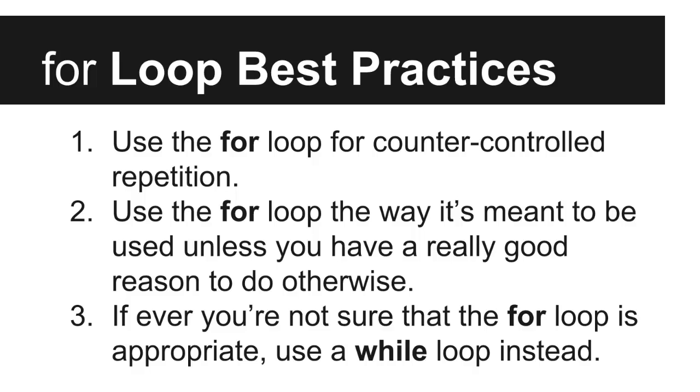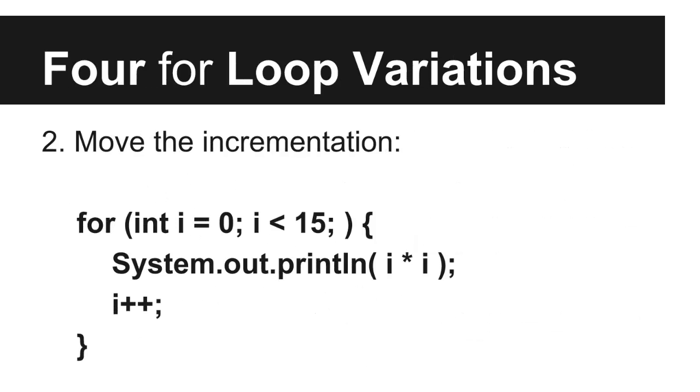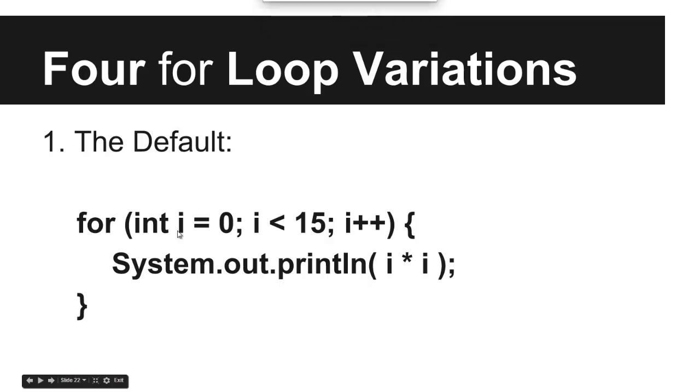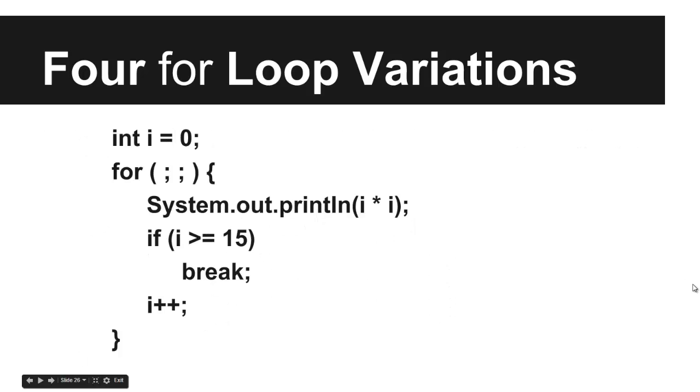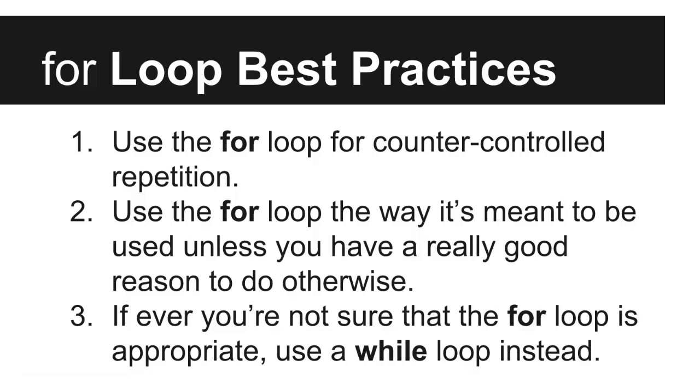And the second best practice is, unless you absolutely have to, write the for loop declaration the way that it's meant to be written. That is to say, something that looks like this, where you've got your counter declaration and initialization, a Boolean conditional, and then the counter increment or decrement. As much as you can, write the for loop the way that it's meant to be written, and use it the way that it's meant to be used unless you have a remarkably good reason to do otherwise. And then finally, if ever you're not sure that a for loop is correct, or if you're not entirely sure even how to write a for loop, you can always use a while loop.